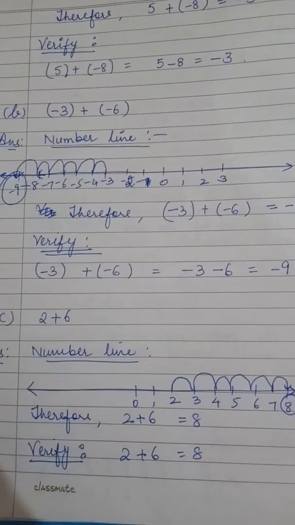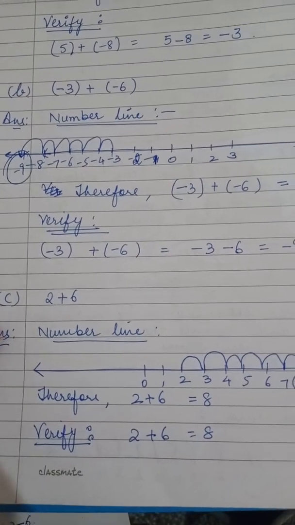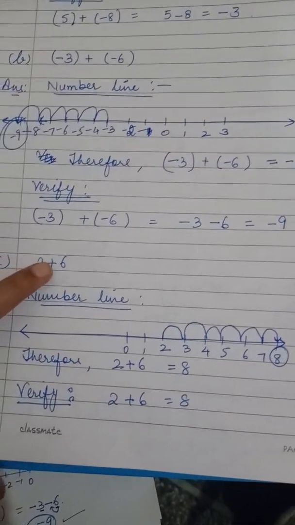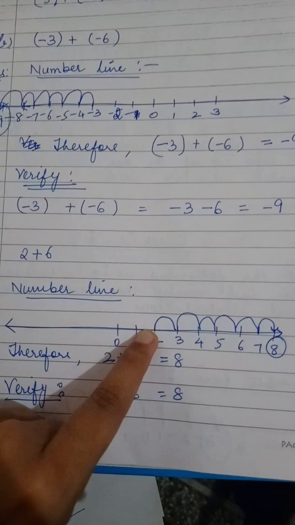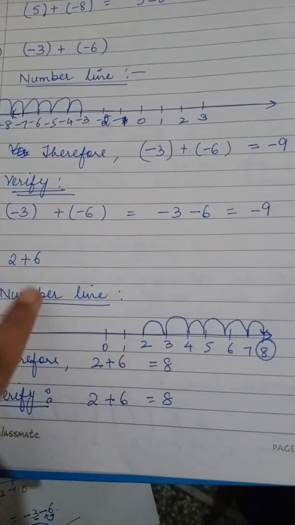Now the C part you can do by yourself, because in this no negative sign is there and you can simply do it. Plus is there, so that means I am going to go to the right side of 2. And how many moves? 6.